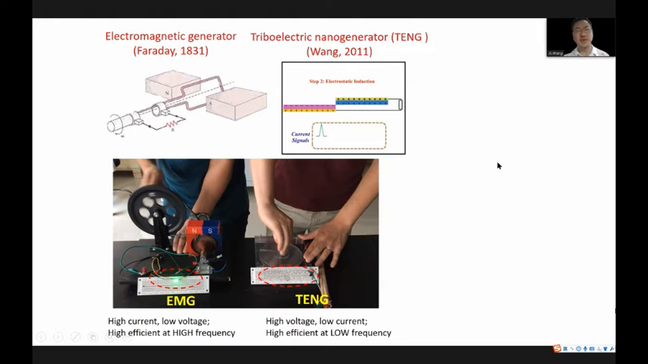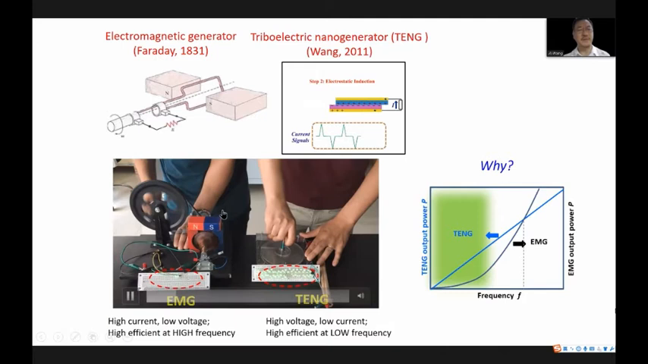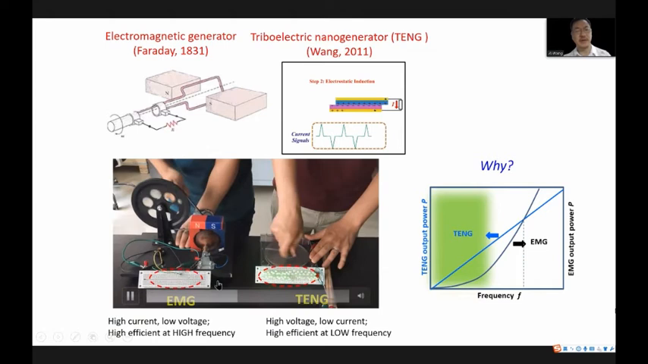The traditional generator uses a metal rod moving through electromagnetic flux, while this one uses contact electrification between two dielectrics to give you the power generation. Let me just show you the difference. Okay, see? This runs at a very fast pace. This runs at a very slow pace.